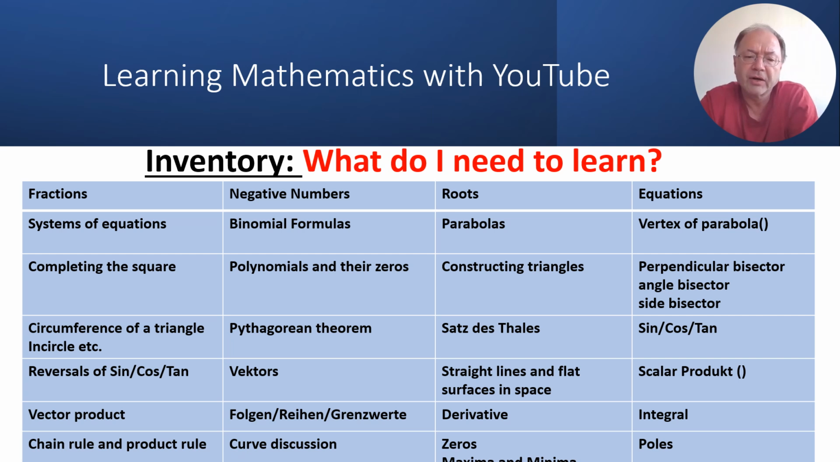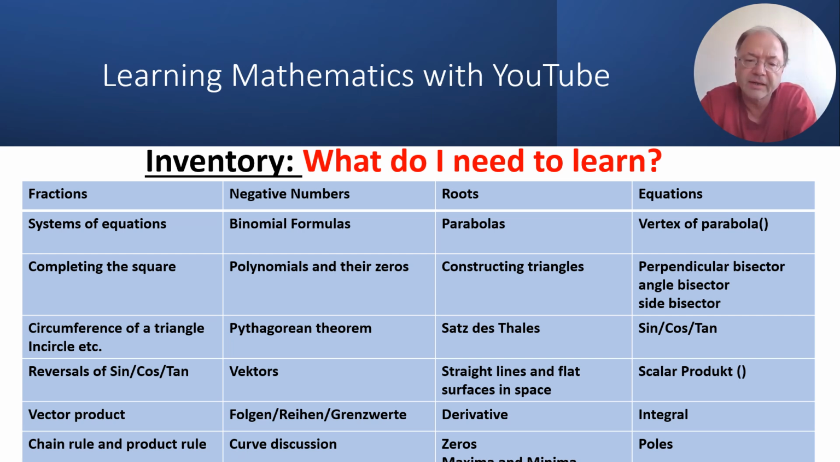The circumcircle of a triangle, the incircle, etc. There is a small number of interesting circles around triangles that is usually used to characterize triangles, and you should know them. Pythagorean theorem, the theorem of Thales. I just noticed that this is still in German here.